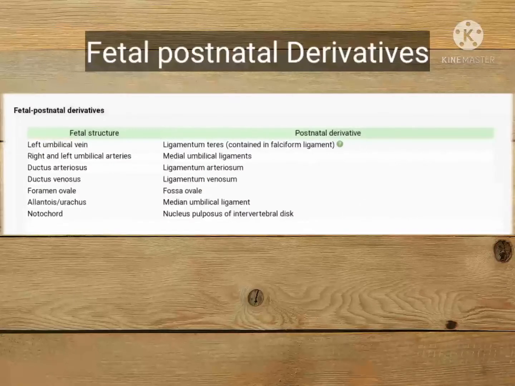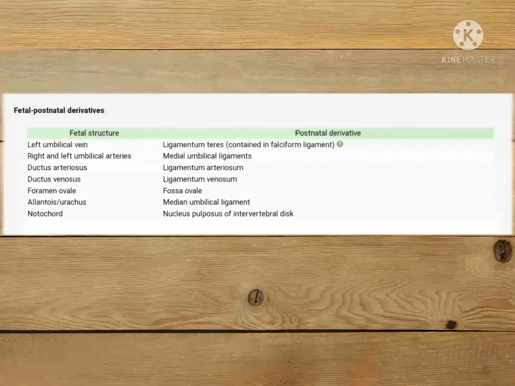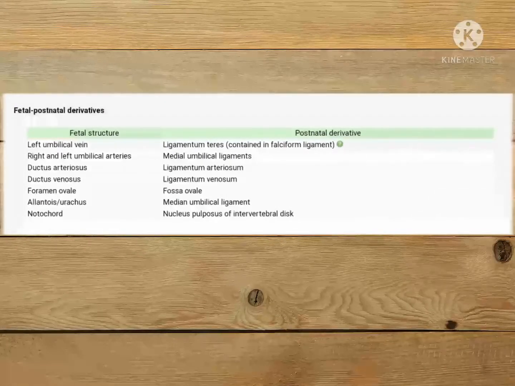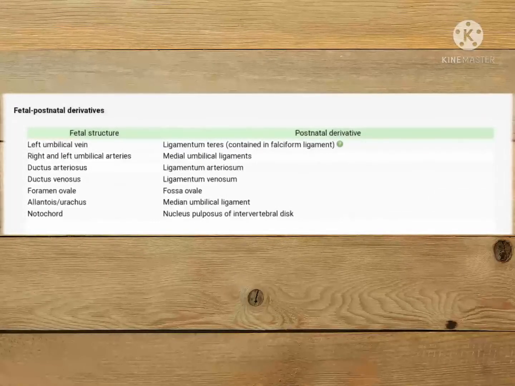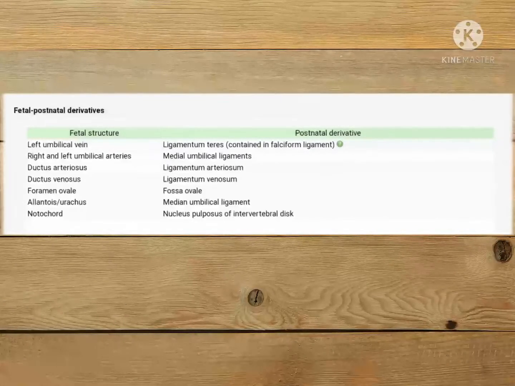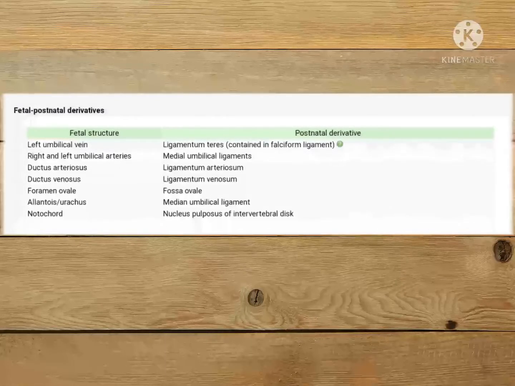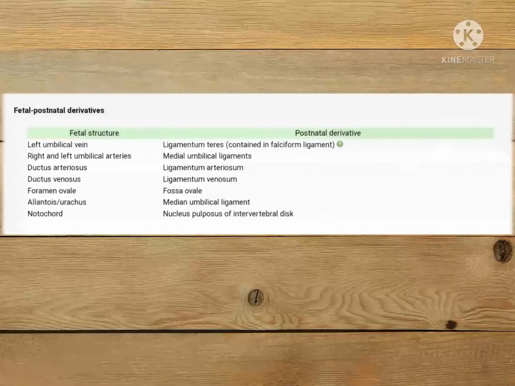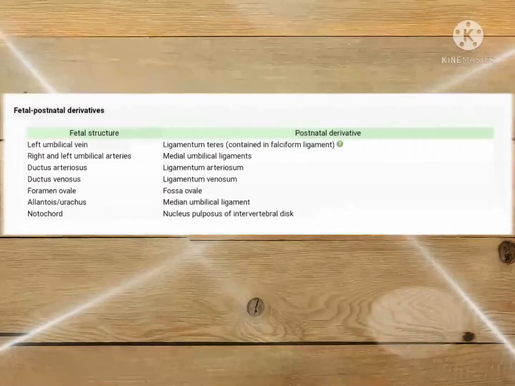Fetal postnatal derivatives: left umbilical vein, ligamentum teres, contained in falciform ligament. Right and left umbilical arteries, medial umbilical ligaments. Ductus arteriosus, ligamentum arteriosum. Ductus venosus, ligamentum venosum. Foramen ovale, fossa ovalis. Allantois/urachus, median umbilical ligament. Notochord, nucleus pulposus of intervertebral disc.